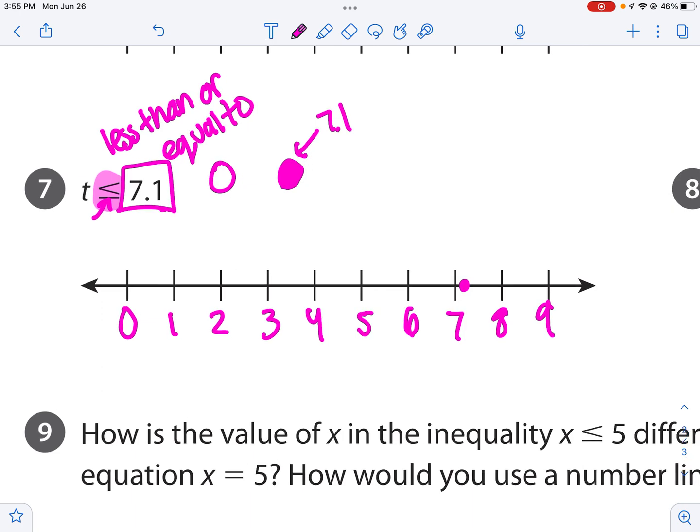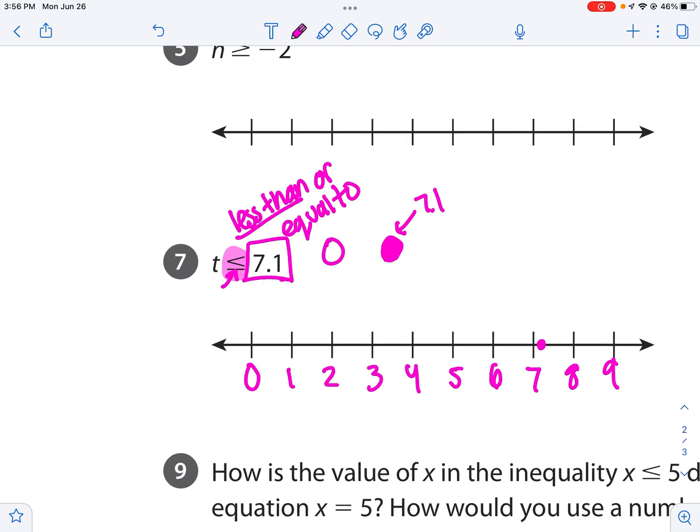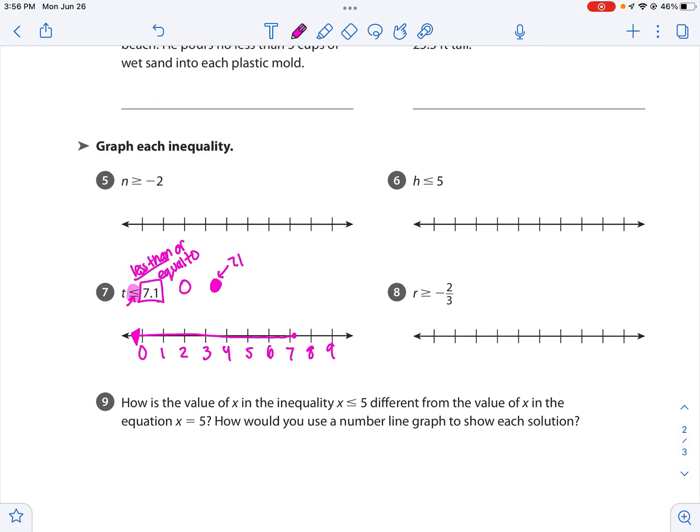So I have my closed dot, but now I need to put my arrow. So I can see here that it is the less than or equal to sign, which means it should be pointing towards the smaller numbers, like that. Okay, if you have any questions, talk to the people next to you before talking to your teacher.